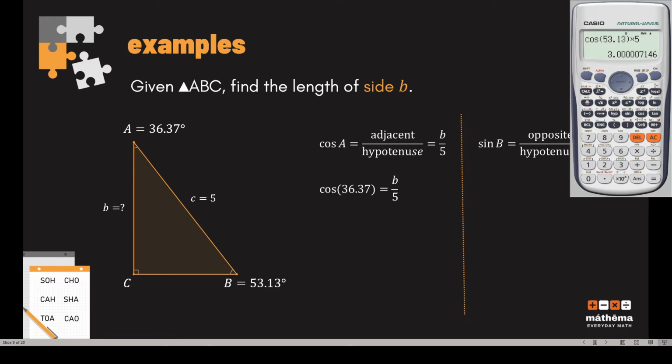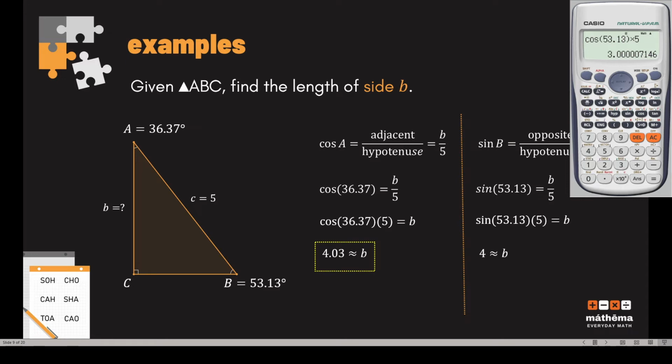Cosine of A, 36.37, that is b over 5, and that will give us approximately 4.03 units. Sine of B, that will give us sine of 53.13 is equal to b over 5, cross multiply, approximately that will give us 4. So again, there's a point difference because we are doing approximations. I hope that is clear to everyone.